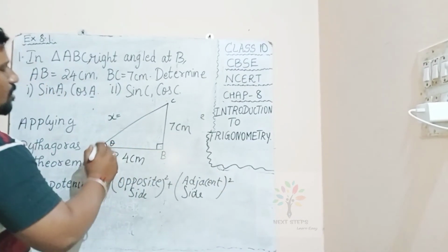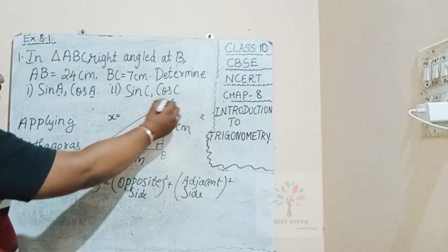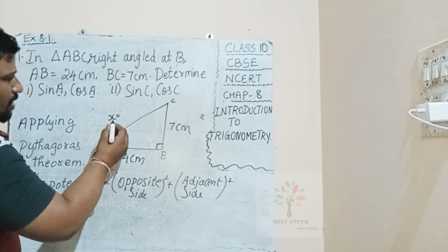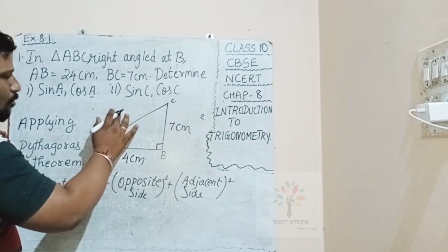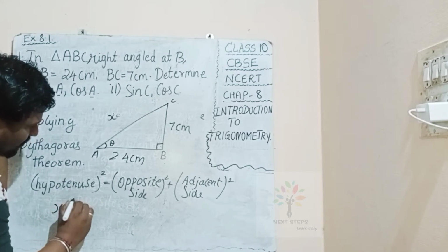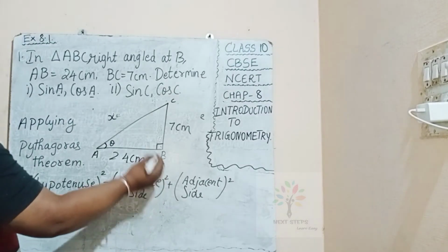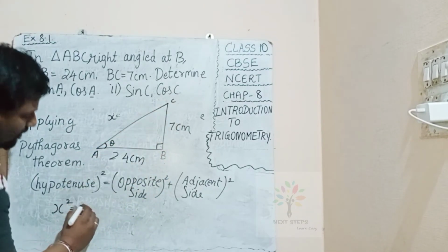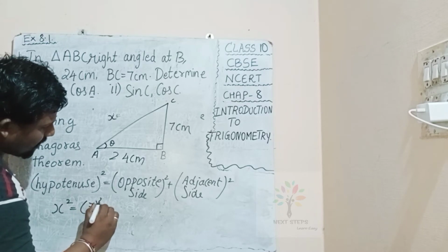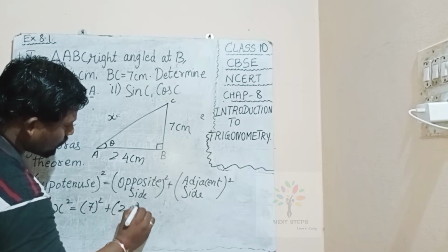So here AC represents the hypotenuse side. As it is an unknown value, I am going to use the symbol x. Here, as it is a square, it is x square. What is the opposite side? The opposite side is 7, so 7 square. What is the adjacent side? Here 24, so 24 square.